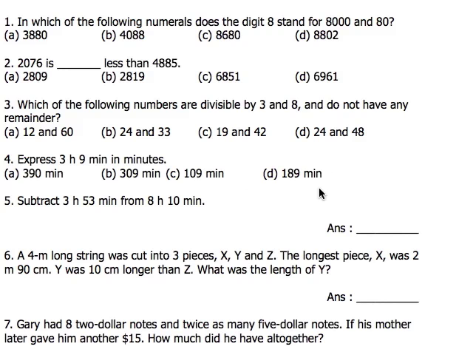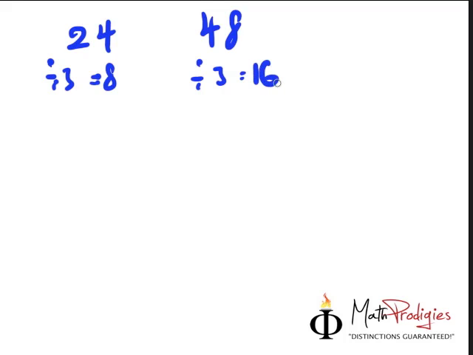So let's check part D. Part D is 24 and 48. Can 24 be divided by 3? You get 8. Correct. Can 48 be divided by 3? You get 16. Yep, 16. Can you divide by 8? Yes, you get 3. Can we divide 48 by 8? Yes, you get 6. 6 times 8 is 48, right? Yep, correct. So therefore, the answer is part D.